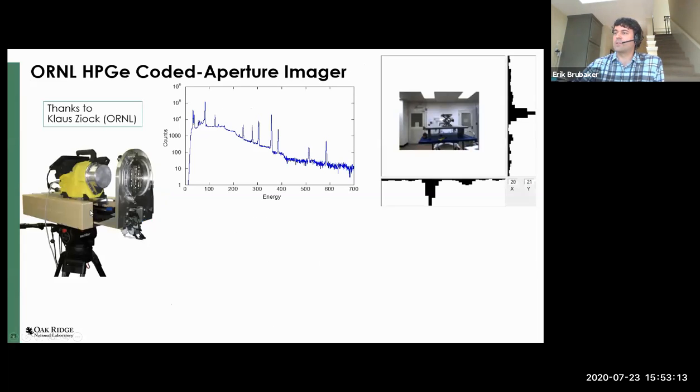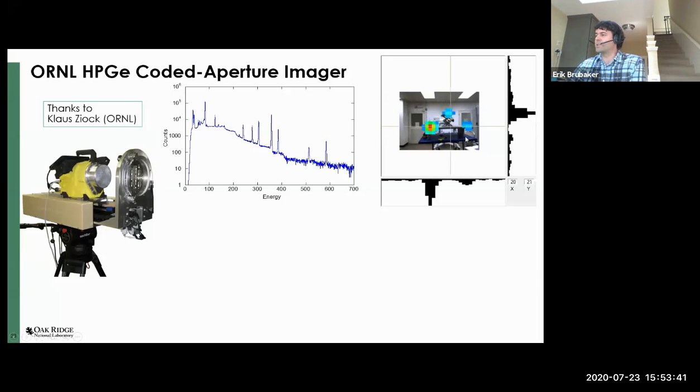So these are a couple of results from Oak Ridge. Klaus Ziock provided these images. This is the Oak Ridge coded aperture imager for gammas based on high purity germanium. There's a double-sided strip detector inside here, and you can see the mask is, I forget right now, I believe it may be a tungsten mask.